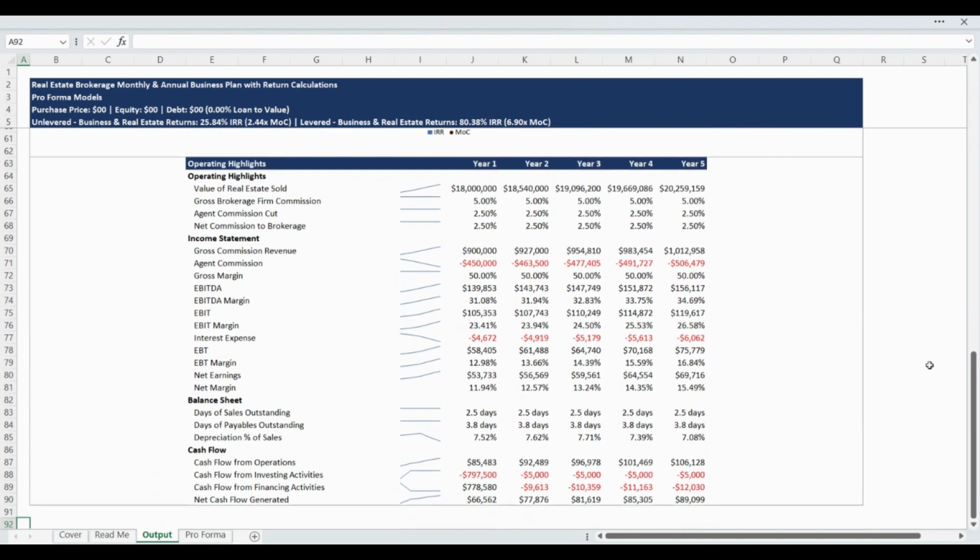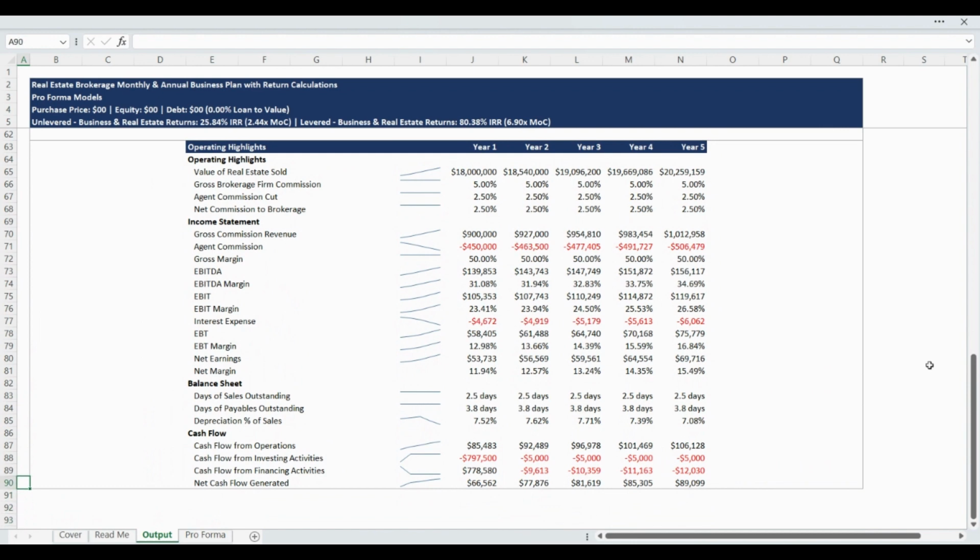The executive summary concludes by showcasing the operating highlights based on key operating metrics from the income statement, balance sheet, and statement of cash flows. Key metrics include various operating margins, days of sales and payables outstanding, and incremental net cash flow generated.